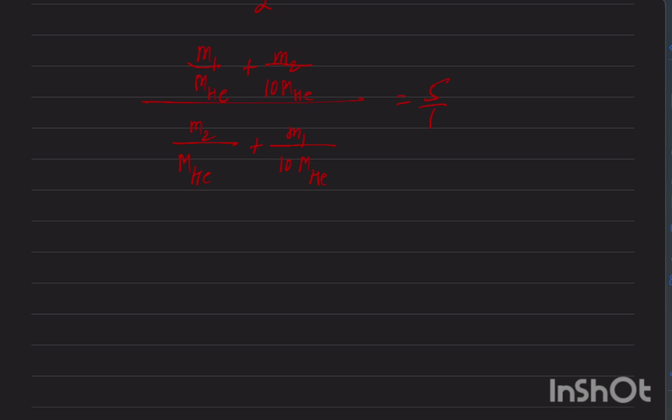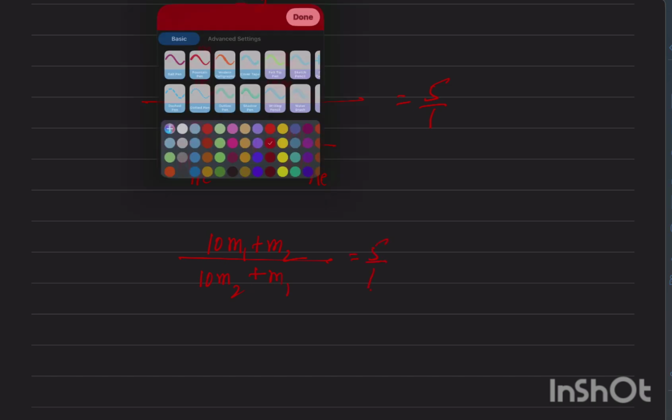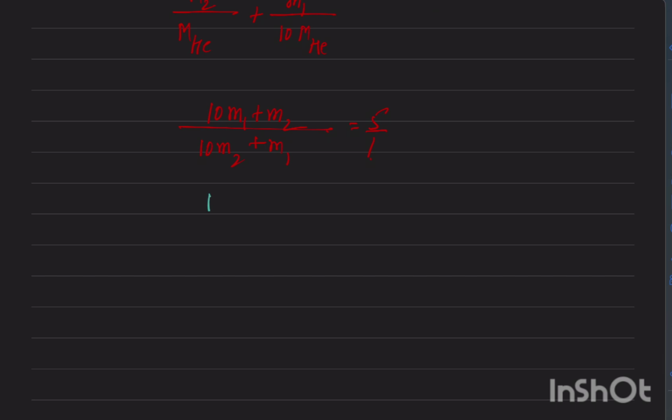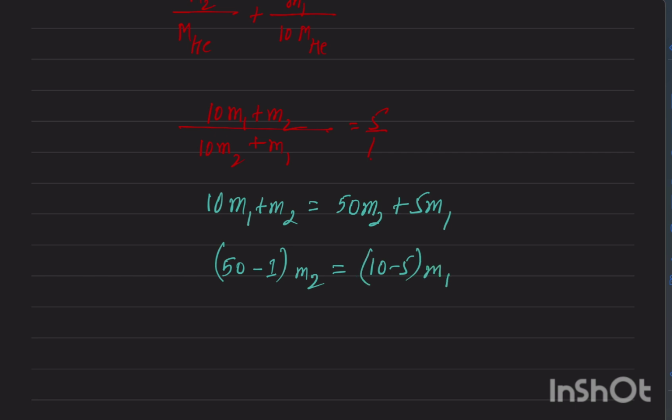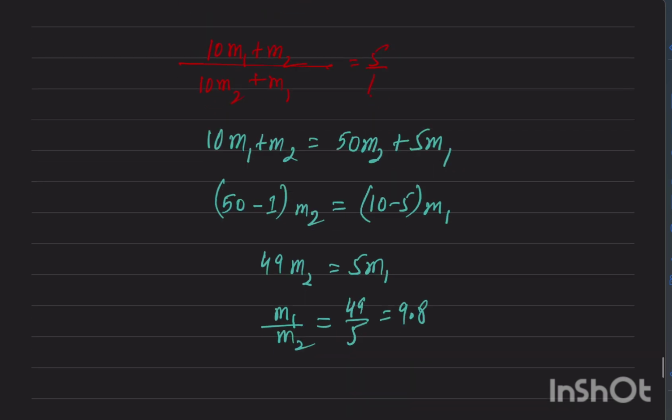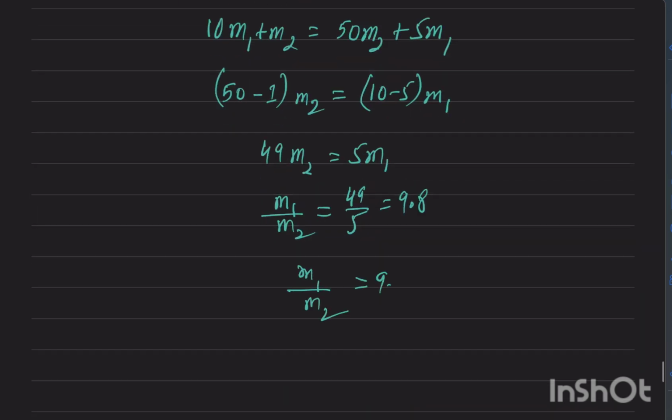From this, we can write it as (10 M1 plus M2) divided by (10 M2 plus M1) is equal to 5 by 1, because these denominators will be cut out. After that, we can write 10 M1 plus M2 is equal to 50 M2 plus 5 M1. So this will become 49 M2 is equal to 5 M1, so M1 by M2 will become 49 by 5, which is 9.8.